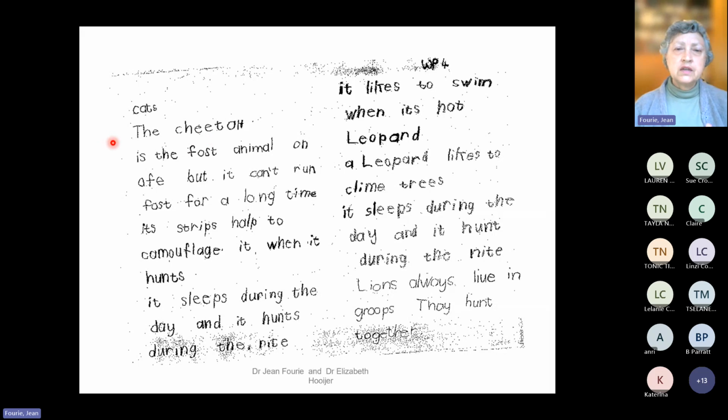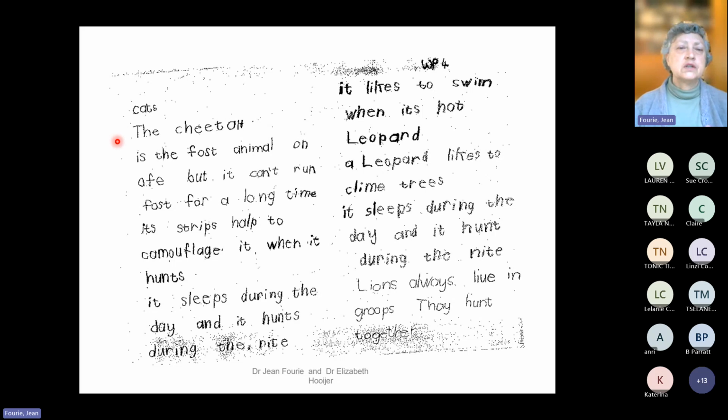Okay, what is the sentence we're going to write? We're going to write about the cheetah as a fast runner, and we speak about the sentence so that the child has the sentence in their head. The cheetah is the fastest animal on earth. This is the sentence that we speak first, and then you allow the child to do the writing.